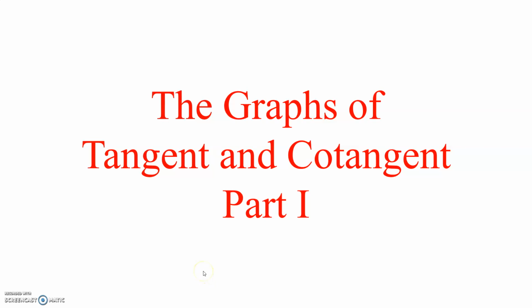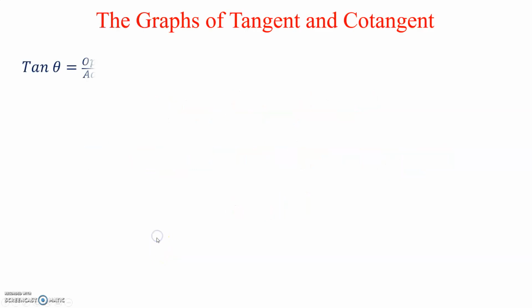Okay, in this video lesson, we'll be looking at the graphs of tangent and cotangent. This is the first part of a three-part series. So we've learned in the past that tangent of theta is the relationship of the opposite over the adjacent, and cotangent is the adjacent over opposite. We transition to the variables x, y, and r. Tangent then converted to y over x, and cotangent converted to x over y.